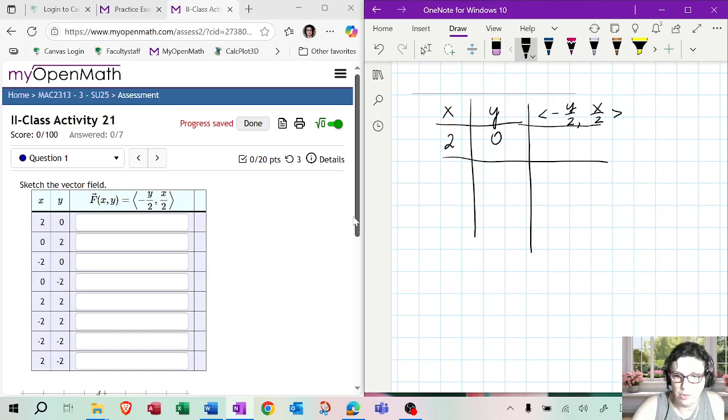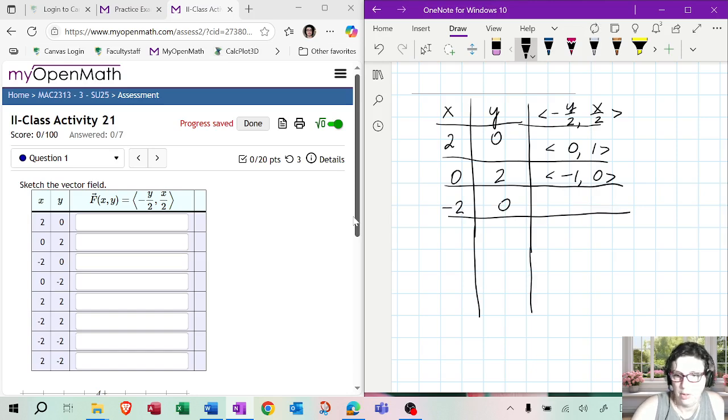We substitute y equals 0, so we're going to get 0. And then we substitute x equals 2, so that's going to be 1. So at 2, 0, we got 0, 1. At 0, 2, what do we have? Again, we're substituting 2 for y, so that would be negative 1. And for x, we're substituting 0, so that's 0. Next, negative 2, 0. Substitute negative 2 for x and 0 for y. This will be 0, and then this will be negative 1.